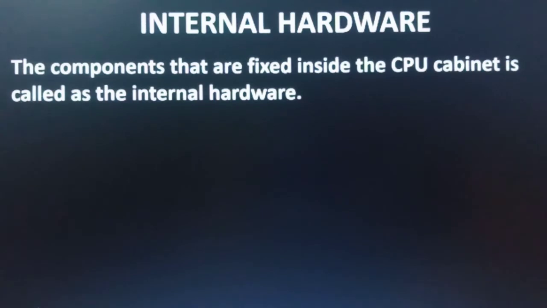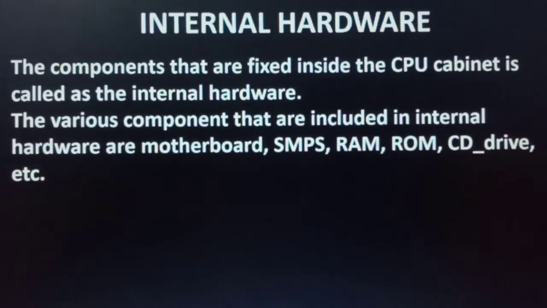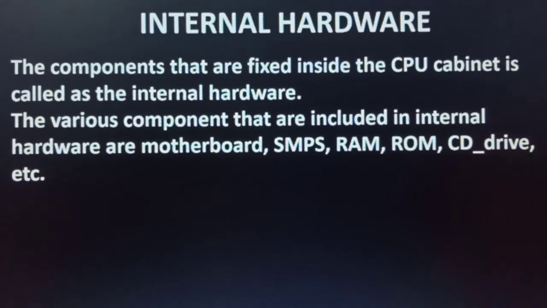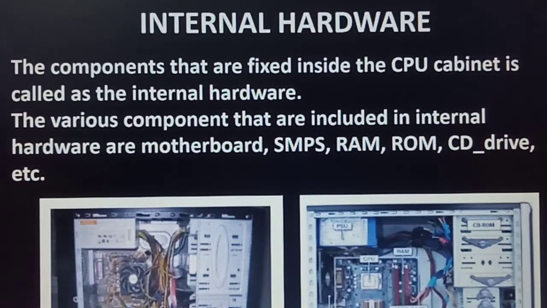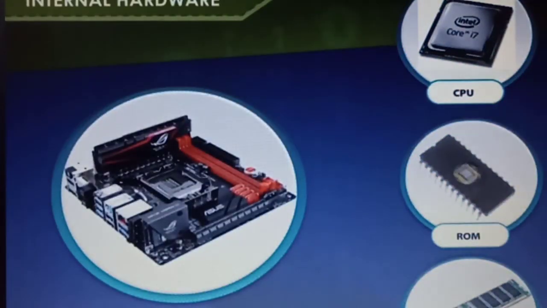Now we study internal hardware. The components that are fixed inside the CPU cabinet are called the internal hardware. The various components included in internal hardware are motherboard, SMPS, RAM, ROM, CD drive, etc. Now you can see the picture of the internal hardware. In internal hardware, motherboard, CPU, ROM, RAM are there.